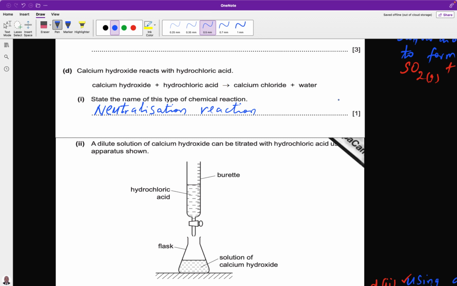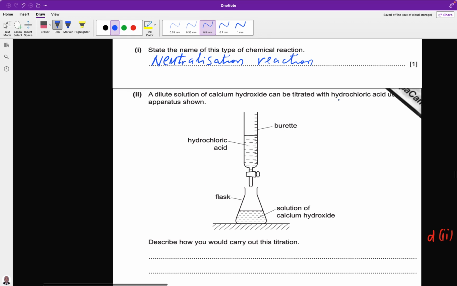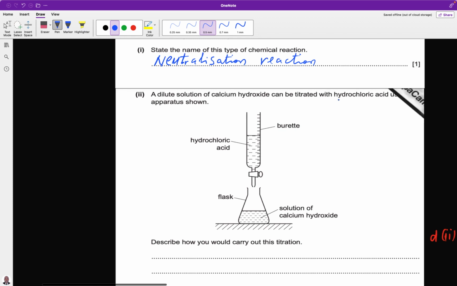Okay, let's proceed. A dilute solution of calcium hydroxide can be titrated with hydrochloric acid using the apparatus shown below. In this apparatus, this is what we call the burette. There's acid in the burette. This is the conical flask. And in this conical flask, there is a solution of calcium hydroxide.